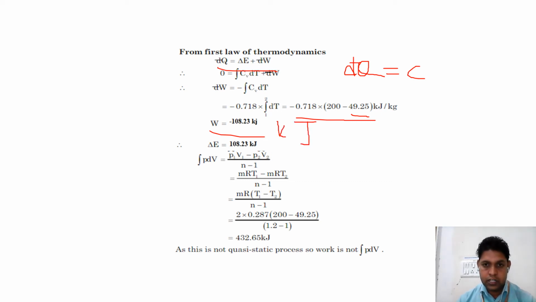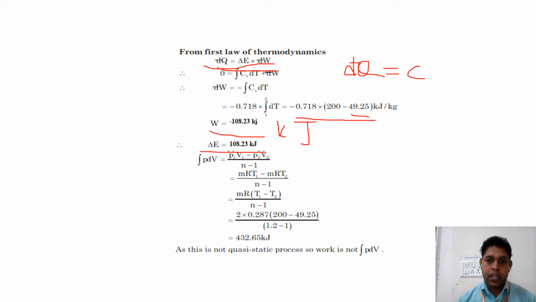Okay, the unit should be a capital kJ. And then we will put this value of W into the first law of thermodynamics again. Then we will get that delta E is equal to 108.23 kilojoule per kg.